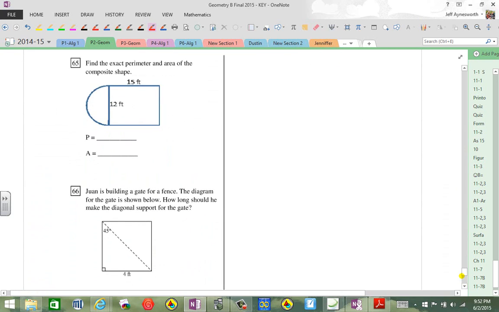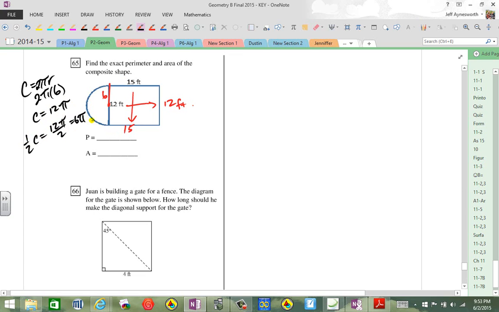Okay, so find the exact perimeter. So let's label the sides. We got 15 here, we got 12 here, and we have a 6-foot radius here. That's the radius. So we need to figure out what half a circle is. So the circumference is 2 pi r. So 2 times pi times radius of 6. So the circumference is 12 pi. But we only got half a circle, right? So half a circle is half of 12 pi, which is 6 pi.